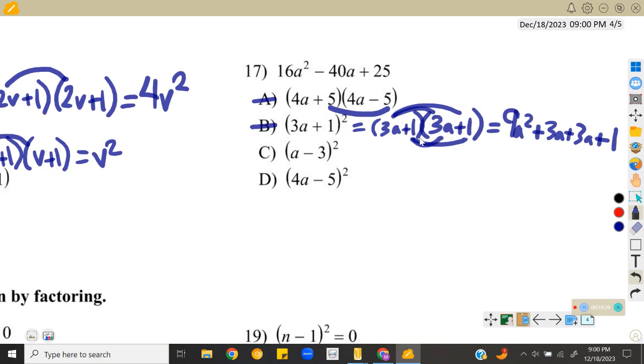And the constant term comes from multiplying the two constants together. So we know we're not going to end up with this. Okay, same thing here on C. We can tell this is not the answer. It's not possibly going to be the answer.